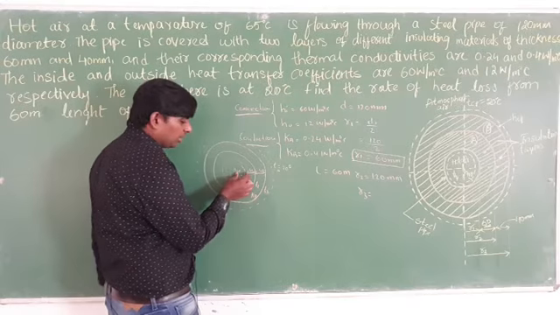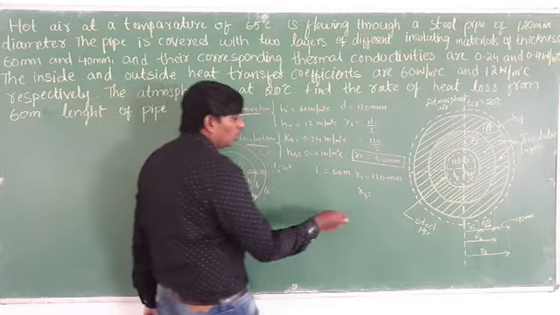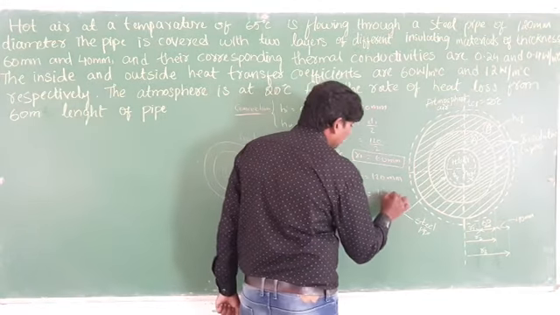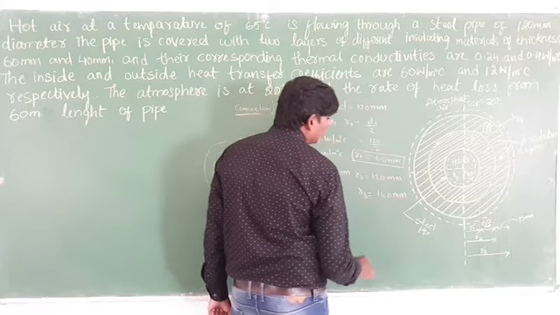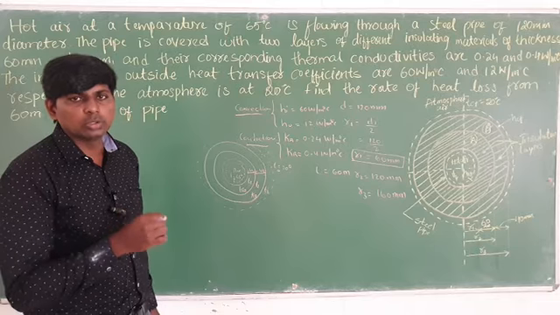Next you have to find out the R3. R3 means here 60 will be there. 60 plus 60, 120. 120 plus 40 is 160 mm. You got the value of R1, R2, R3.